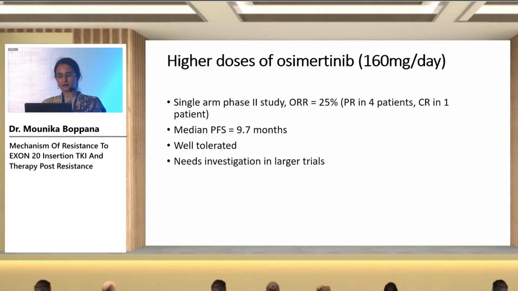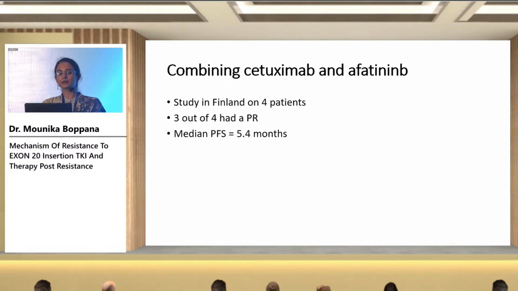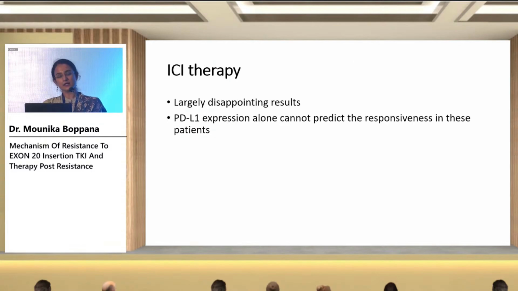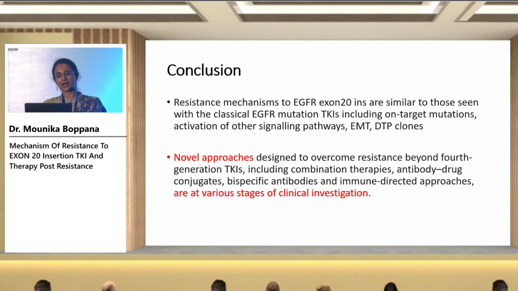So these are the strategies which Dr. Arun has already highlighted that have not shown much benefit. Higher doses of osimertinib, combining cetuximab and afatinib, and immune checkpoint inhibitor therapy have all had largely disappointing results. So to summarize, resistance mechanisms to EGFR exon 20 insertion are very similar to those seen with classic EGFR mutation TKIs, including on-target mutations, activation of other signaling pathways, EMT, and emergence of DTP clones.